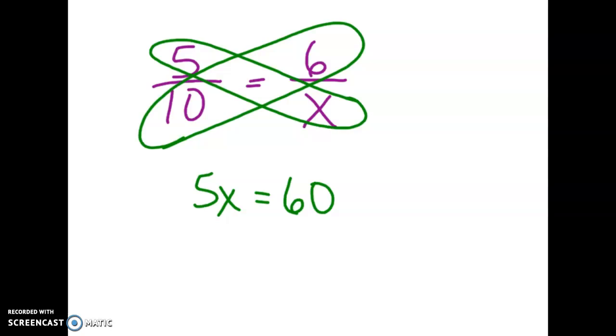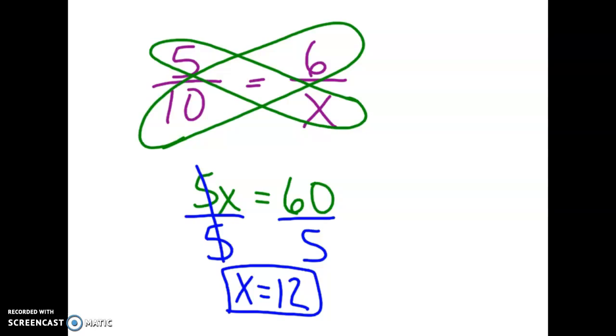x is almost alone, and remember that's the goal, is to solve for x. To get that x alone, I need to divide both sides by that 5. Because 5 divided by 5 is 1, so 1x equals, and 60 divided by 5 is 12. Okay? So cross multiply and then divide. Use these steps to help you finish the problem.